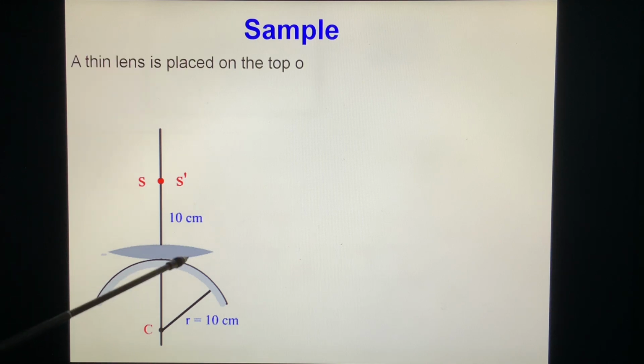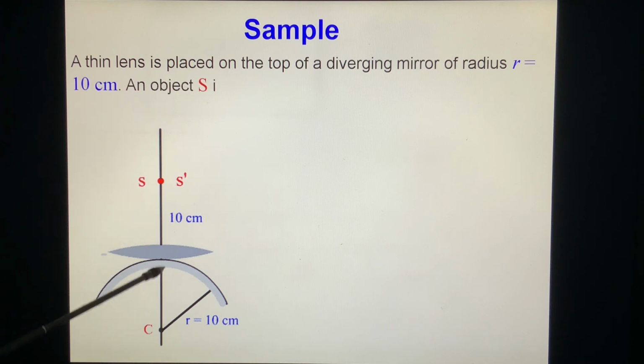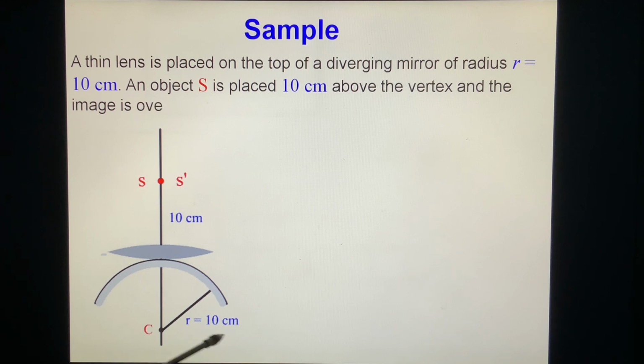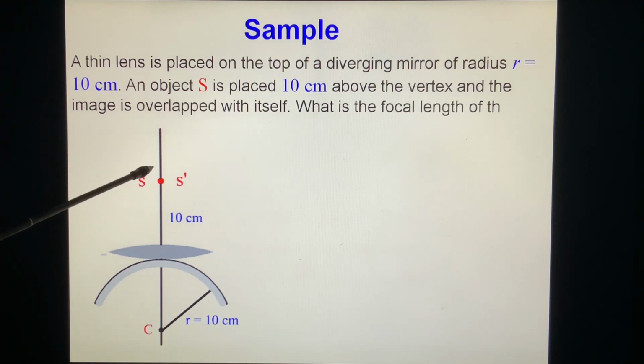A thin lens is placed on top of a diverging mirror. This is diverging mirror of radius r 10 centimeter. An object S is placed 10 centimeter above the vertex, and the image is overlapped with itself. So this image, or this is objects, they overlap. What is the focal length of the lens?